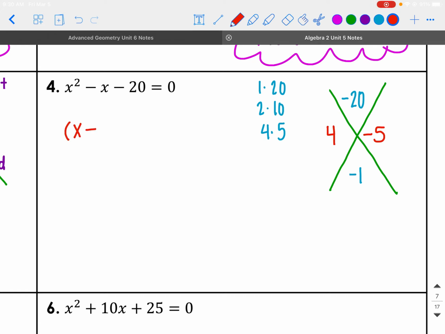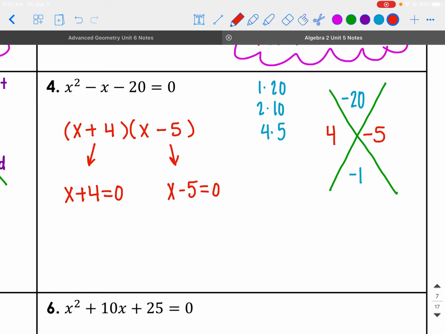So I'm going to factor this as x plus 4 and x minus 5. We take each factor. X plus 4 equals 0. X minus 5 equals 0. Subtracting 4 gives me x equals negative 4. Adding 5, x equals 5. So my x-intercepts are negative 4 and 5.